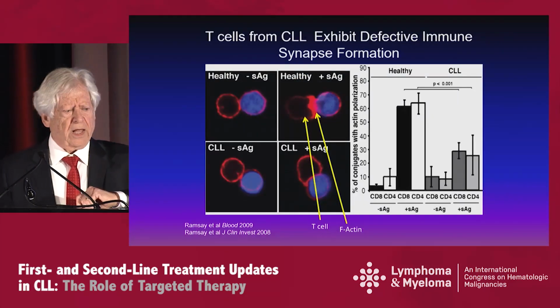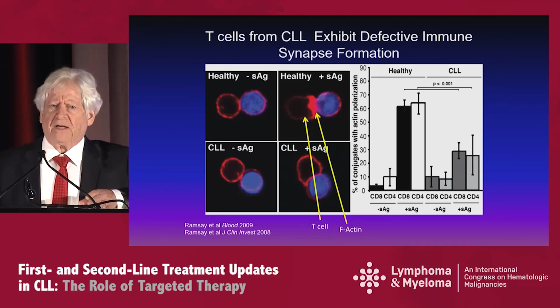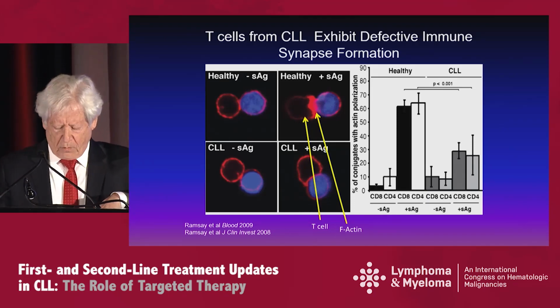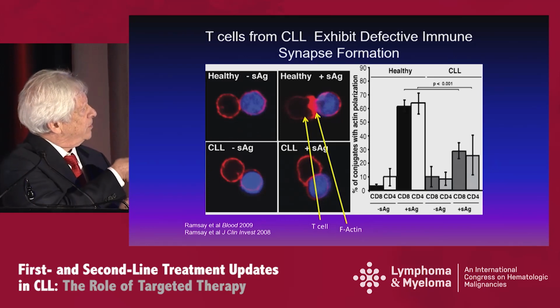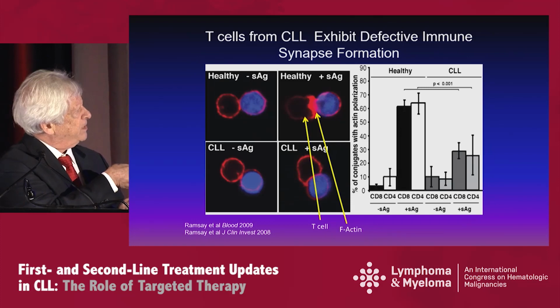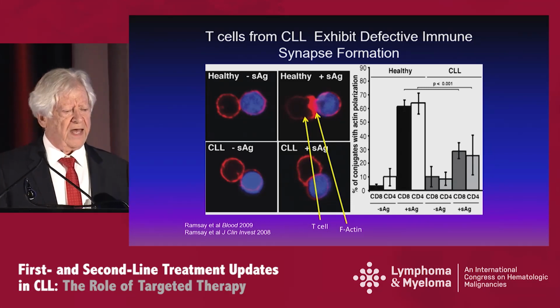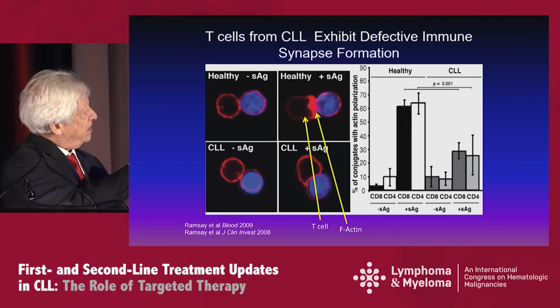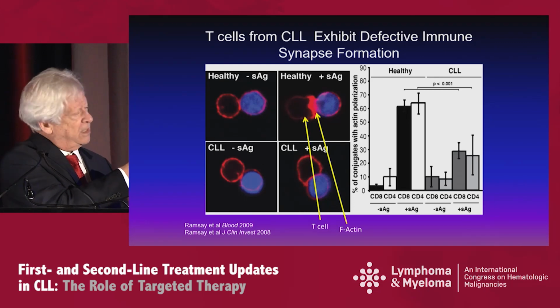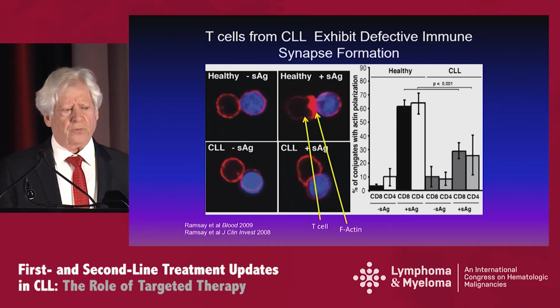Now, several years ago, Alan Ramsey and John Gribben showed that T cells from CLL exhibit defective immune synapse formation. What you see in the upper panel is a normal T cell in red interacting with a superantigen-stimulated B cell in blue. You can see the very tight immune synapse with robust F-actin staining. In contrast, a CLL T cell being asked to conjugate and form an immune synapse with a superantigen-stimulated B cell does not do so, or does it very poorly.